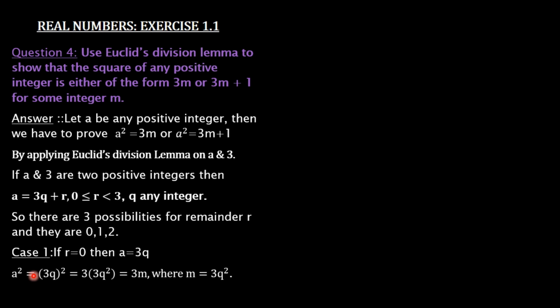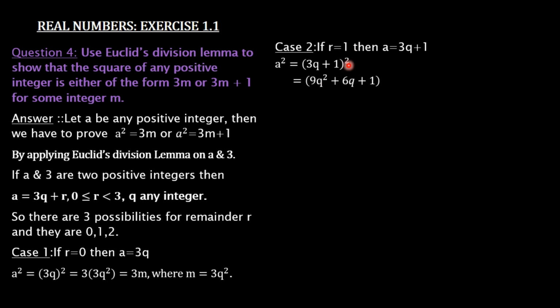If r equal to 1, then a equal to 3q plus 1. Then what is a square? a square equal to (3q plus 1) whole square, which is equal to 9q square plus 6q plus 1. By expanding, 9q square means (3q) whole square, 2 into 3q into 1 is 6q, plus 1 square gives 1. So we have to check whether we can write it in the form 3m or 3m plus 1.